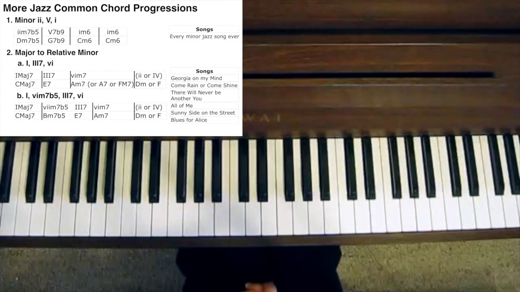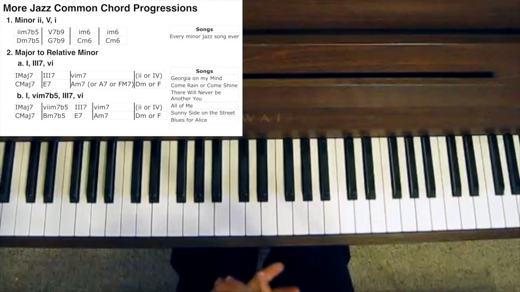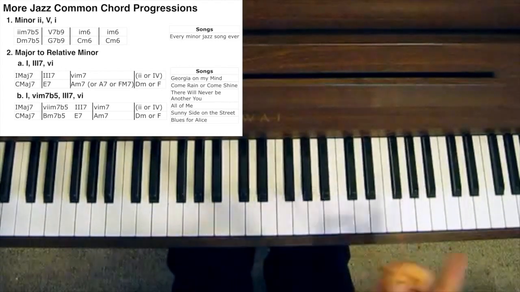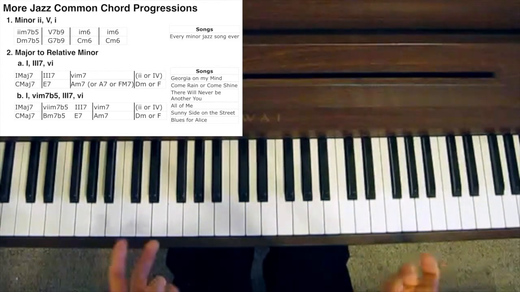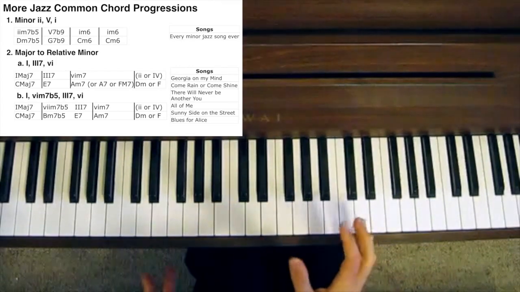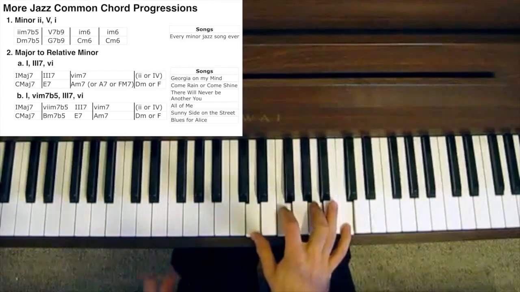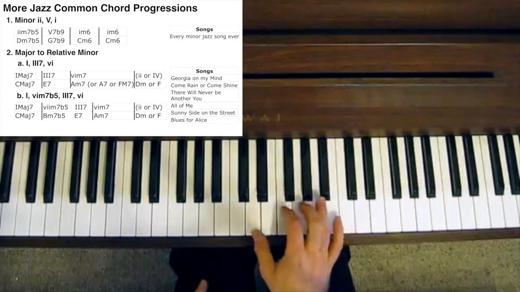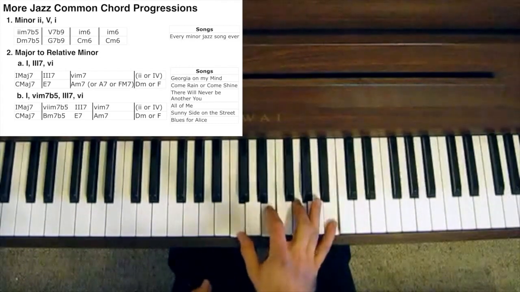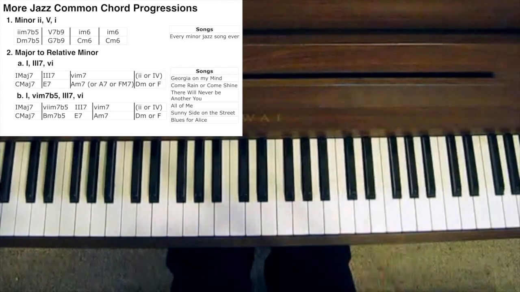Now, one of the most common chord progressions you find in jazz is a 2-5-1. And in my earlier common chord progressions video, I covered a 2-5-1 in a major key. So that would be, in the key of C, D minor 7 to G7 to C major 7. In this video, I wanted to quickly touch on a 2-5-1 in a minor key.